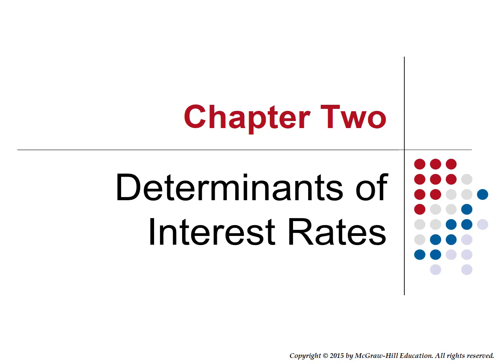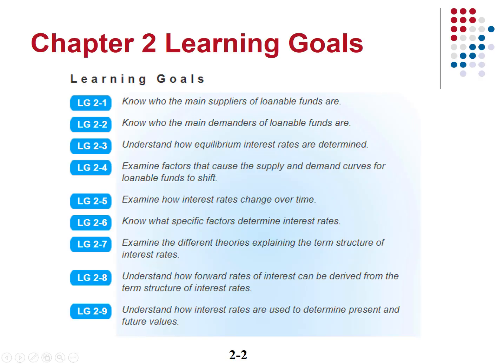With Chapter 2, we're going to take a broad look at the determinants of interest rates. Just a list of this chapter's topics: suppliers and demanders of funds, how interest rates are determined and the factors influencing rates, theories of the term structure, and the quantitative part, deriving forward rates.